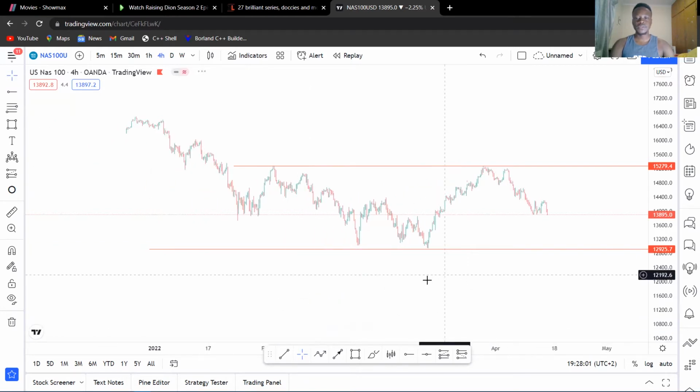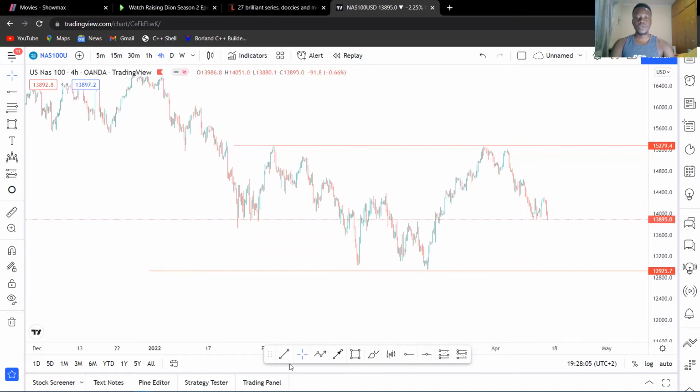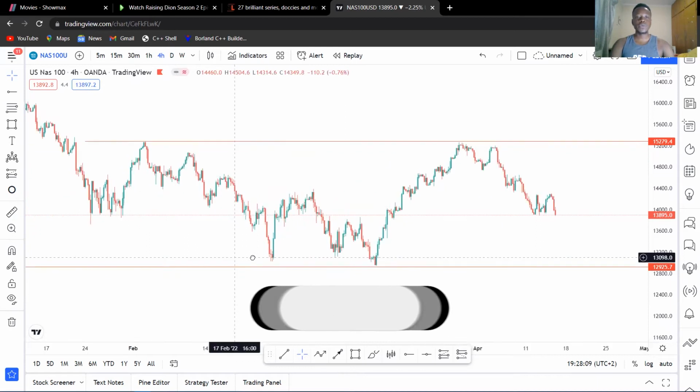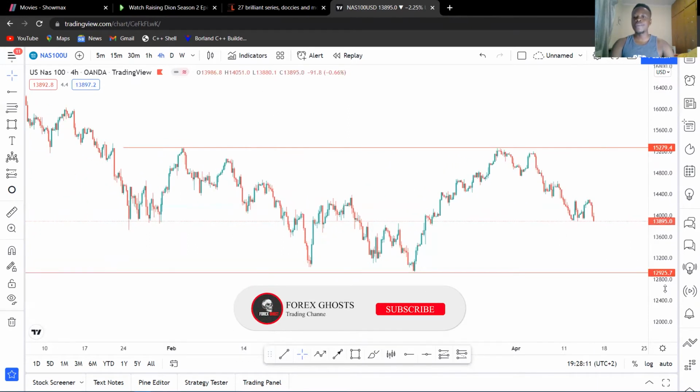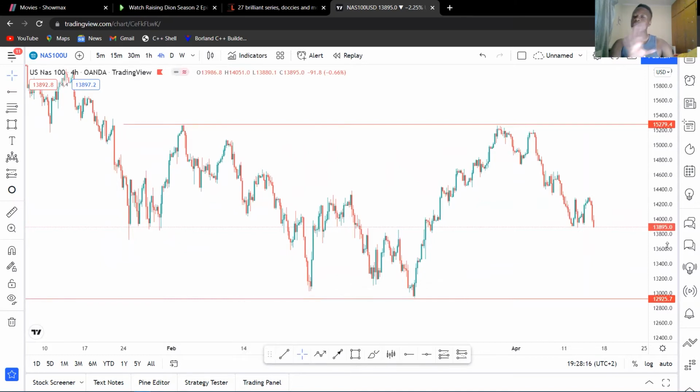So let's quickly zoom out and make this screen bigger. Now we're going to mark your support and resistance. We're going to mark our support where we have created a big movement once, or where there's a double top and a double bottom.